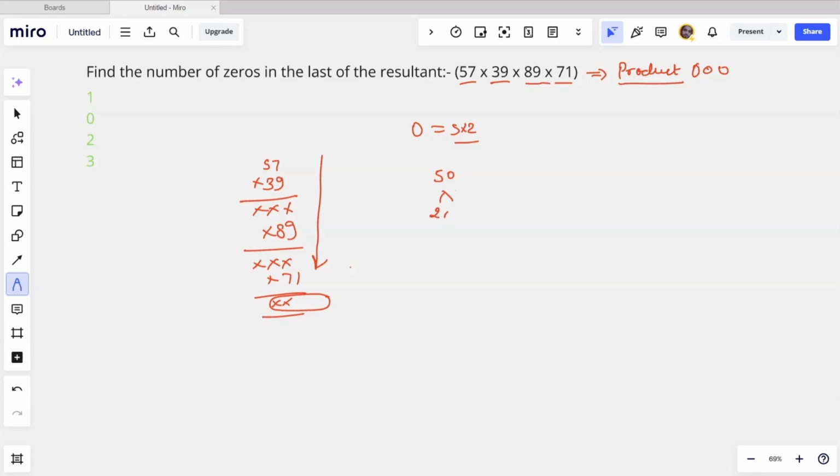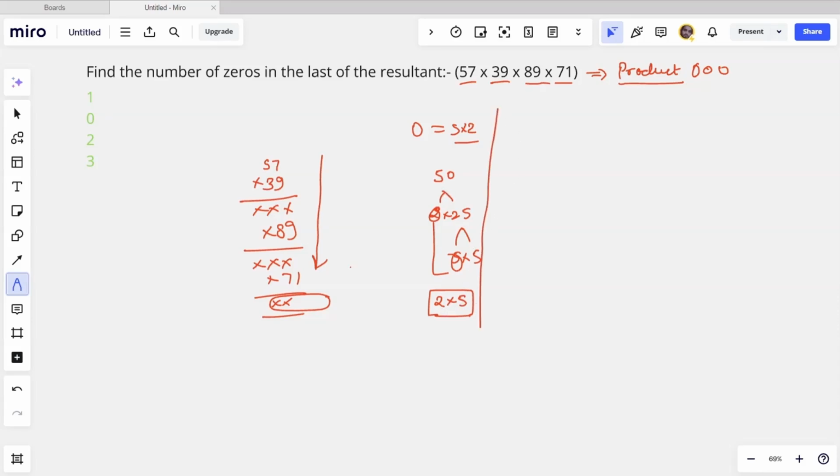Okay, so 2 into 25 and 5 into 5. So as you can see, we have a pair of 2 5. 2 into 5, we have a single pair of 2 5. Okay, it means if a number's prime factorization has a pair of 2 5, that particular number contains a 0. Okay, so 0 is nothing but 2 5.